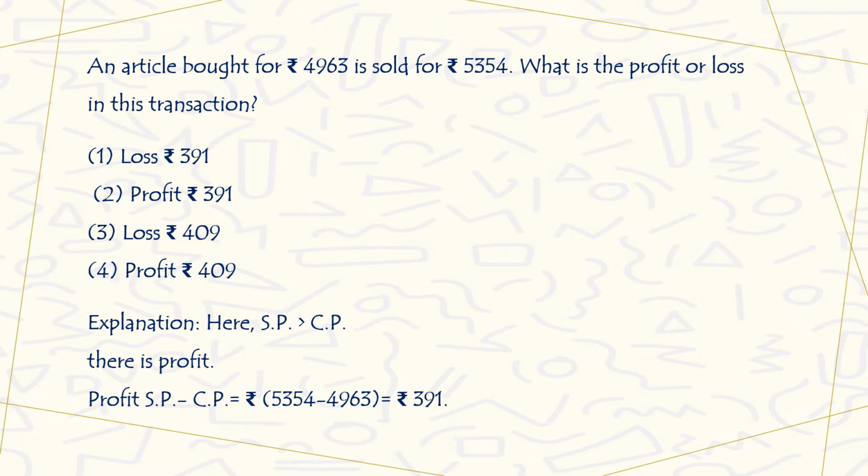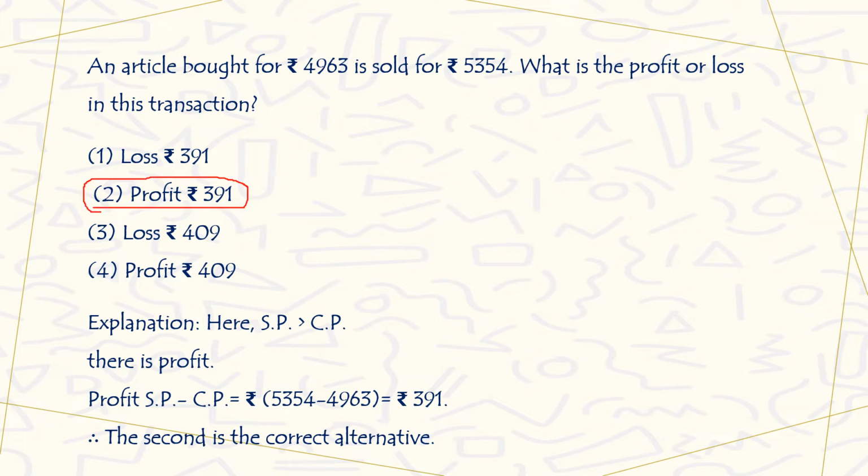Profit is selling price minus cost price. So 5,354 minus 4,963 will be equal to rupees 391. So as we know it is a profit, profit 391 is the correct answer. So which is the correct alternative? Second option is the correct alternative. So we will mark it. Okay. So this is my correct alternative. Profit of rupees 391.